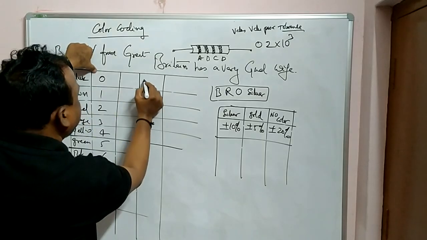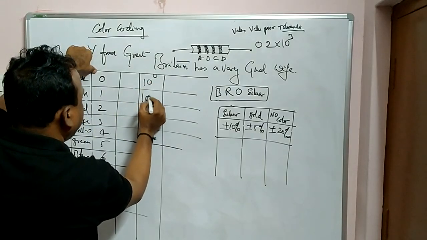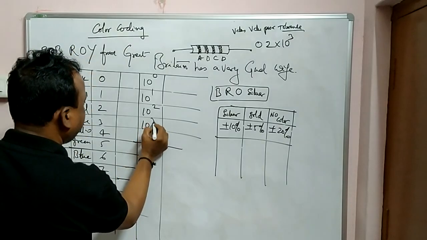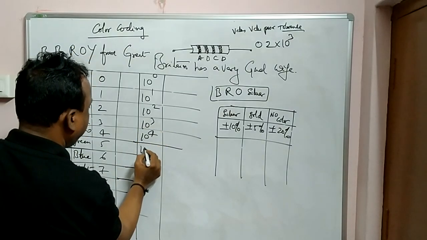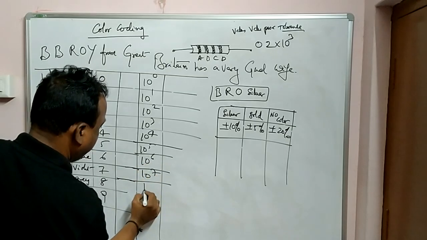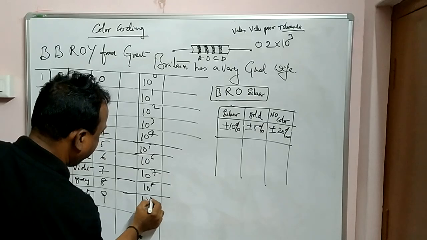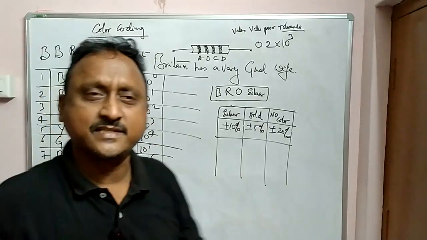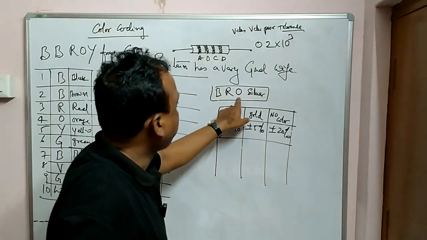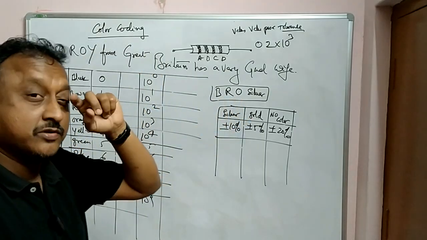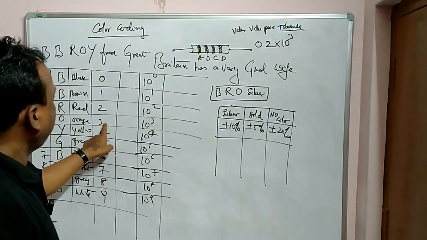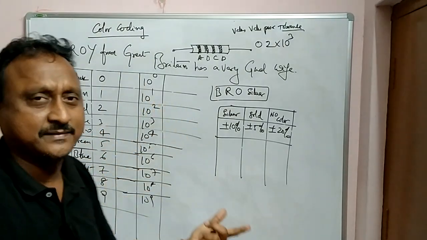For example, black is 10 power 0, 10 power 1, 10 power 2, 10 power 3, 10 power 4, 10 power 5, 10 power 6, 10 power 7, 10 power 8, 10 power 9. These are the multiplicative factors. Here we got orange, you got orange here. So you have to multiply 10 to the power of 3. In the orange place, the value is 3. If you get green, 10 to the power of 5.